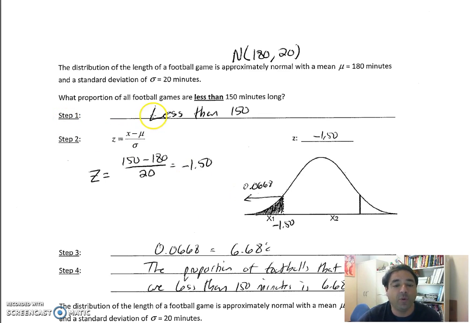So, step one, we're looking for less than 150. Remember, we've done less than, more than, in between. This one's looking for less than. So, we find our z-score. 150 minus 180 divided by 20 should give you negative 1.50, 2 decimal places. Remember, this is our normal curve. 0 would be in the center, 1, 2, 3 standard deviations to the right, negative 1, negative 2, negative 3 standard deviations to the left. Since we have negative 1.5, that would be to the left 1.5, and we're looking for less than, so we shade less than.